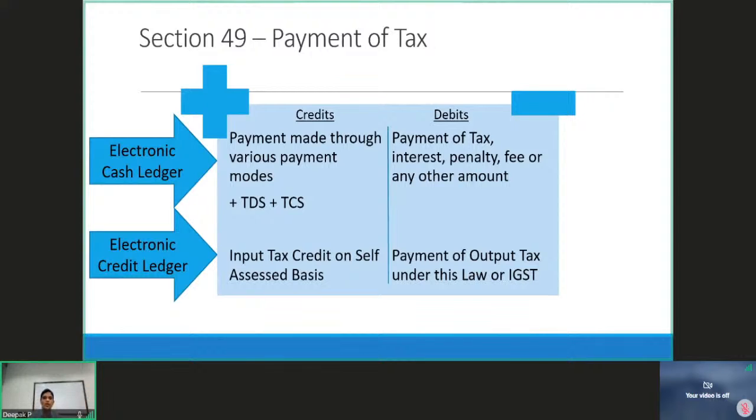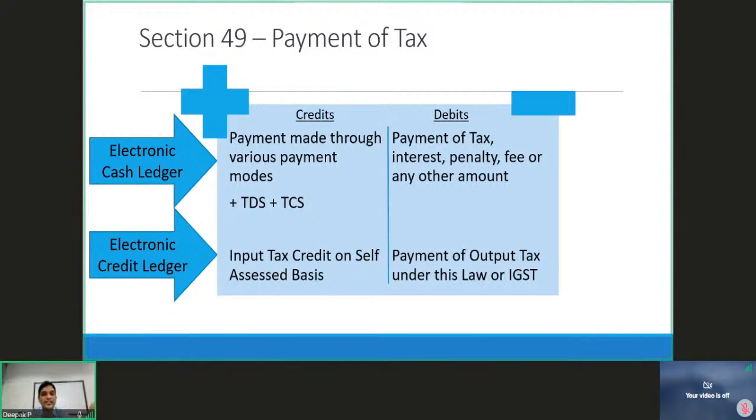It is not like an e-commerce company where once you log in, you get joining offers of 500 rupees. Nothing of that will be there. The electronic cash ledger and electronic credit ledger will have 0 balance when you first register.